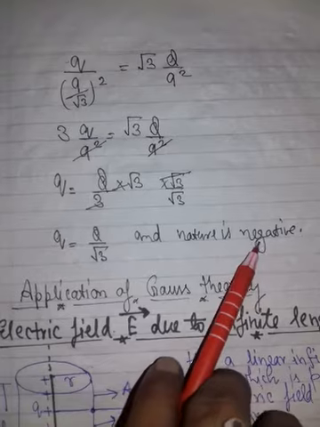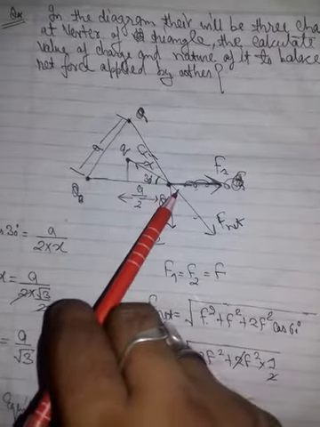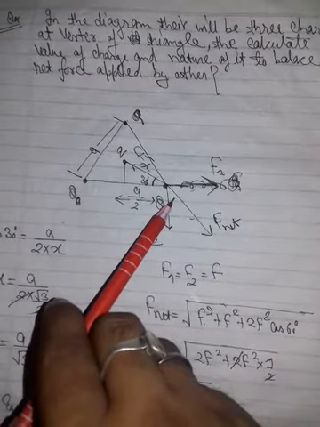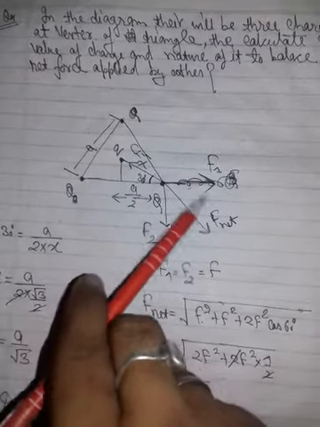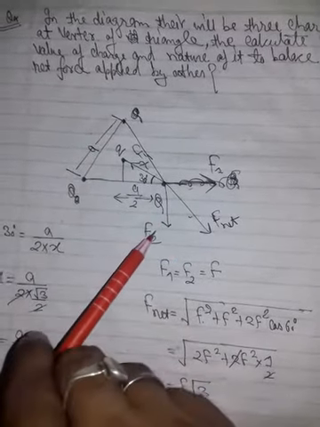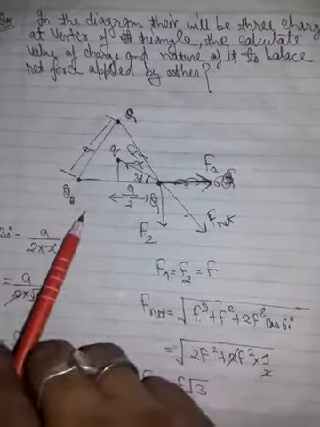If the nature is positive, then the charge will repel the vertex charges and equilibrium is not maintained. So the nature of the charge is negative, to cancel the force F naught which is applied by the two other charges kept at the vertices.